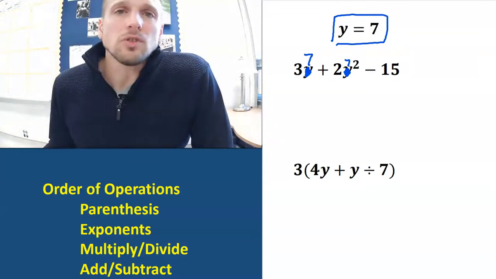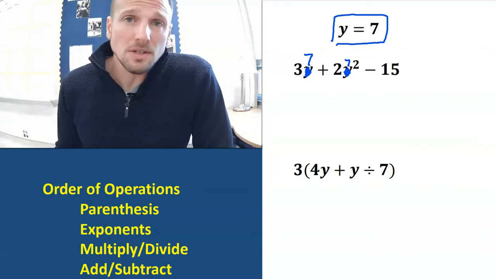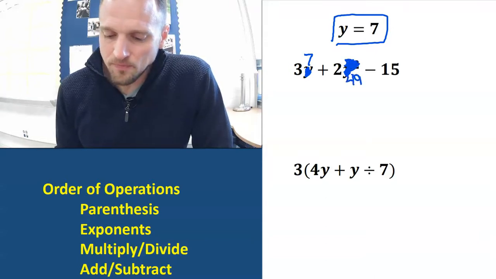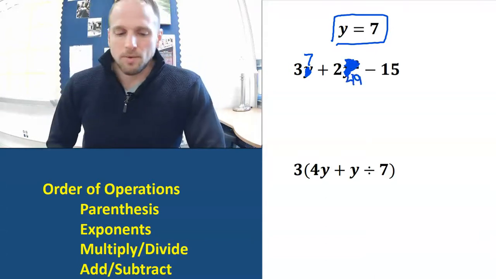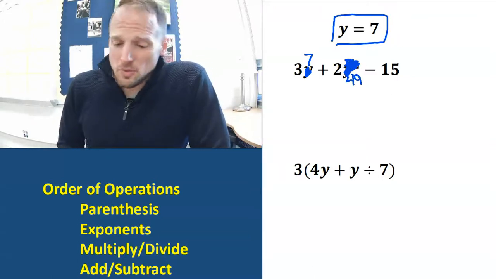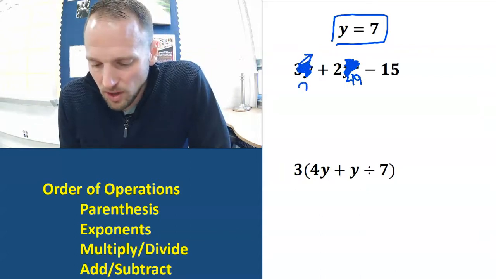Now let's ask the questions. Are there any parentheses? No, there's not. Are there any exponents? Yes, there is. 7 squared, 7 times 7, is going to be 49. Okay, let's keep going. We did the exponents. Is there any multiply, divide? Sure is. Work it left to right. 3 times 7, that's going to be 21.